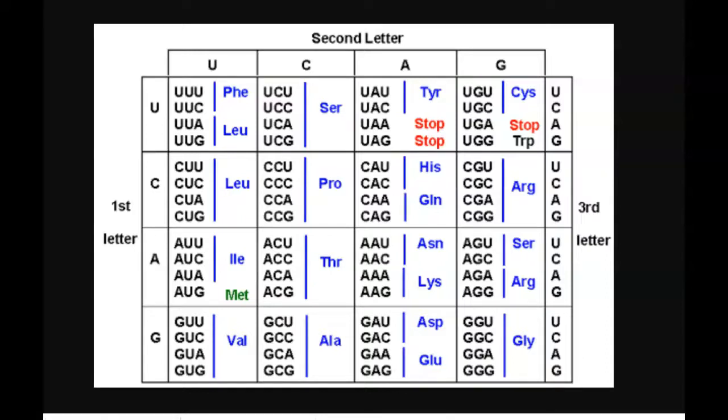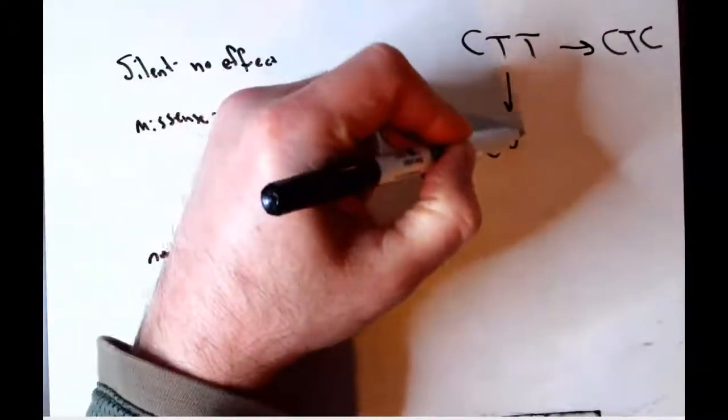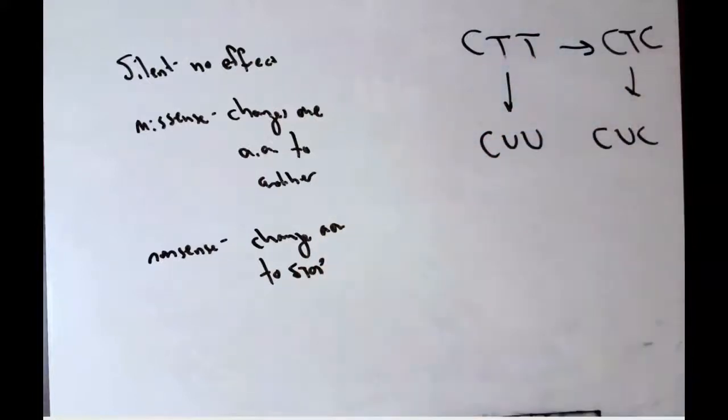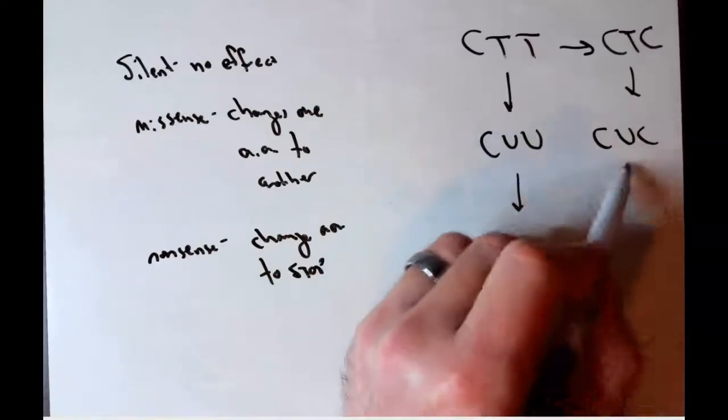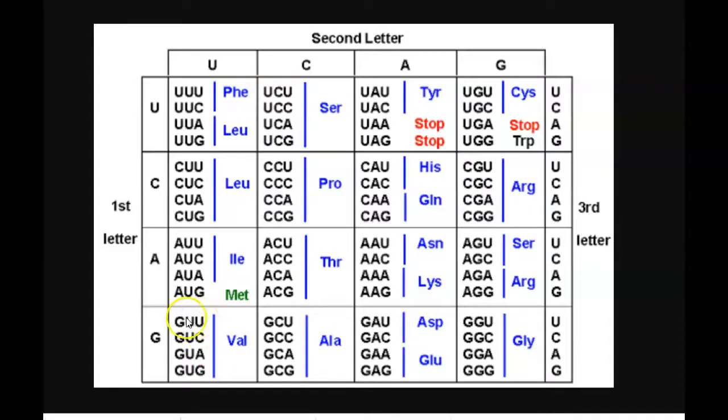So first, let's do transcription. I don't need a table for transcription. This codon would transcribe to being that, and this codon would transcribe to being that. And now, if we're going to do translation, let's go to our genetic code for translation. CUU codes for leucine. CUC codes for, what does CUC code for? Well, it codes for leucine.